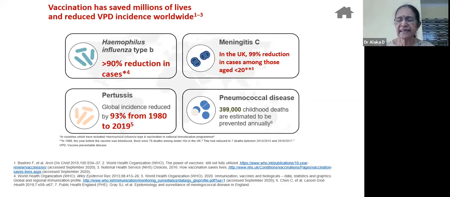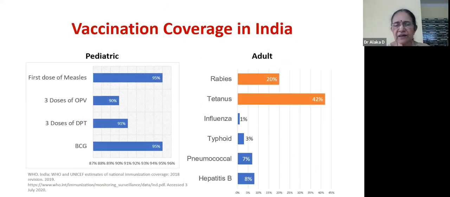Meningitis in the UK, a 99% reduction in cases among those aged less than 20. And more than 399,000 childhood deaths are estimated to be prevented annually from pneumococcal diseases by the vaccine. So we have our pediatric vaccination program in place, which we have all been learning right from our student days. Over the years, these guidelines are modified depending on new discoveries and new availability of vaccines, and everybody is advocating this immunization program in pediatrics.